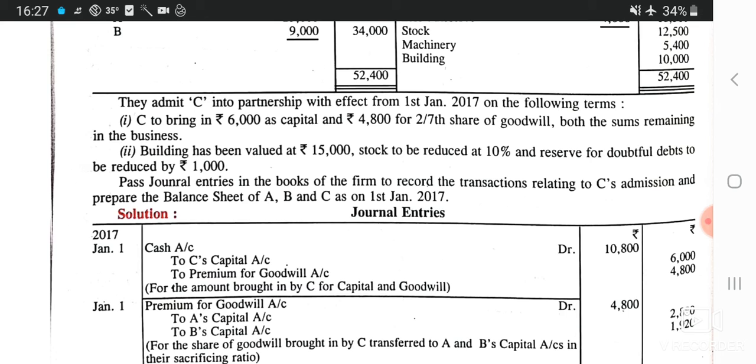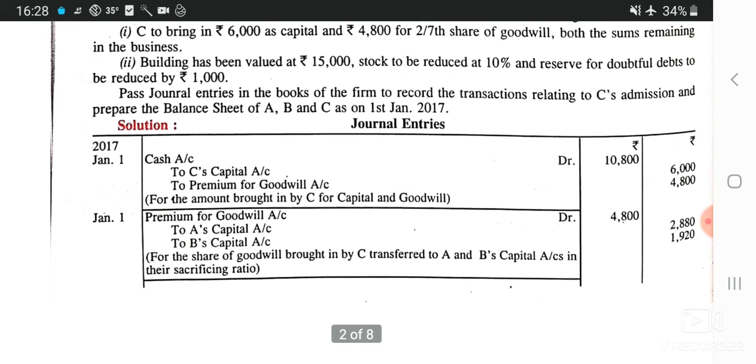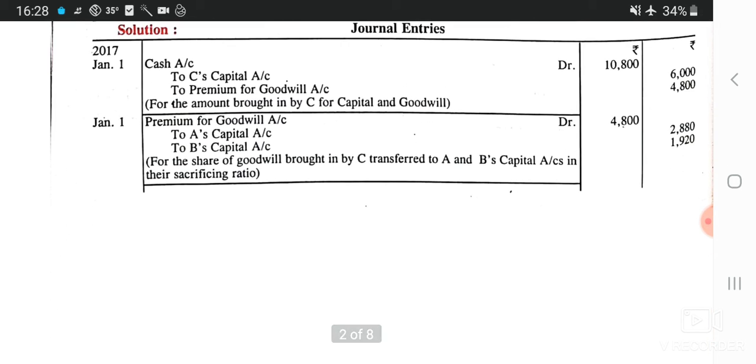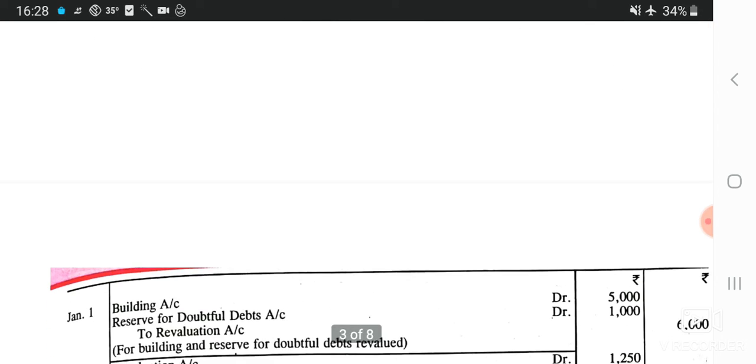Next is the premium for goodwill account debit to A's capital, to B's capital. This entry is passed when premium for goodwill is transferred to the capital account of A and B, that is, the old partners. Next, we will move to the entries of the revaluation account.